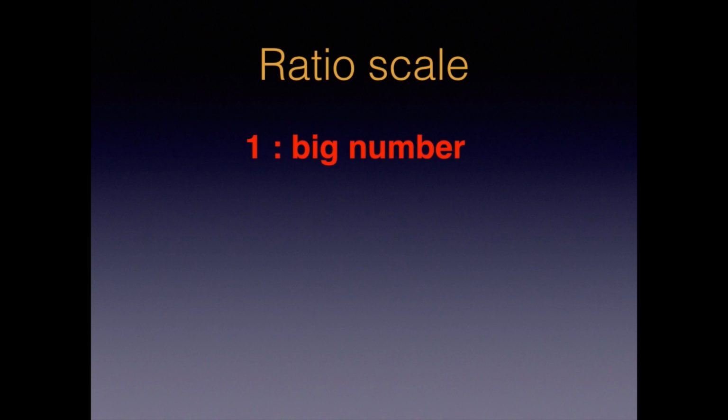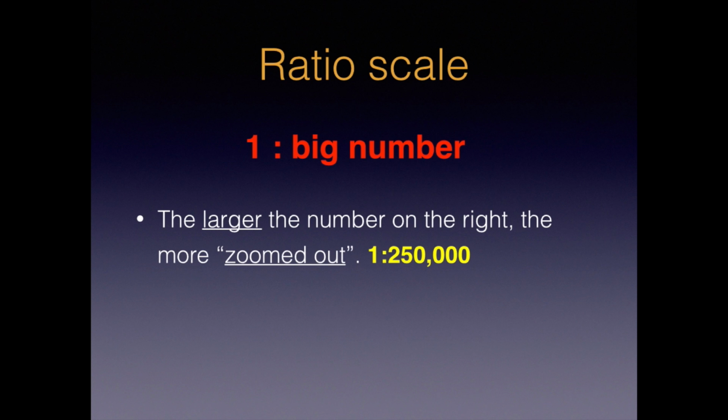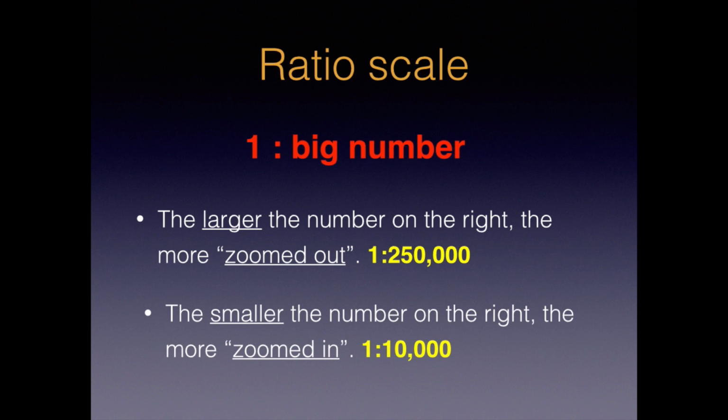The third type of map scale is called a ratio scale. This type of scale is the ratio of the distance on the map to the distance on the ground. Ratio scales are written as a 1, and then a colon, and then a big number after that. A good way to think of a ratio scale is the larger the number on the right, the more zoomed out the map will be. And conversely, the smaller the number on the right, the more zoomed in the map will be.